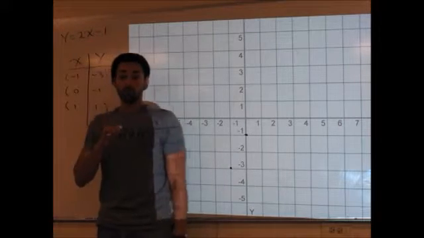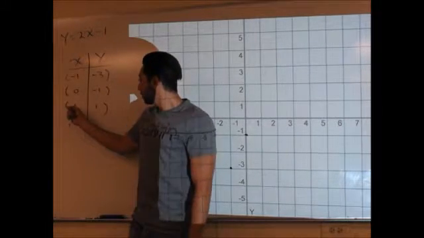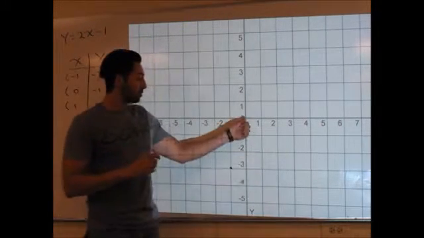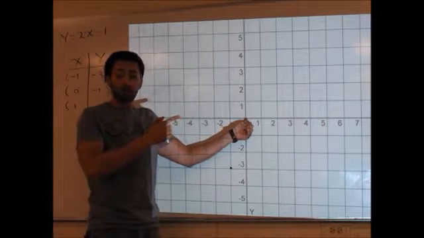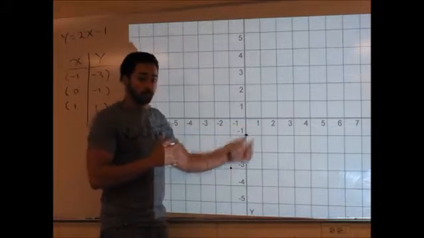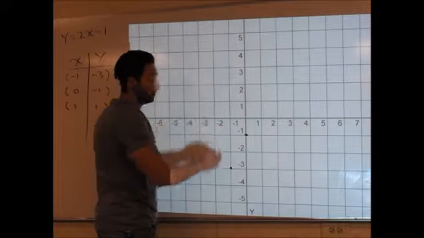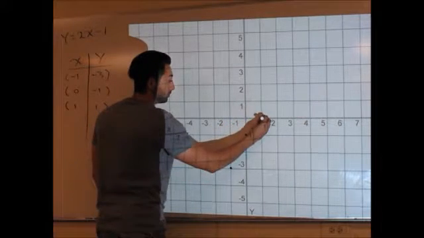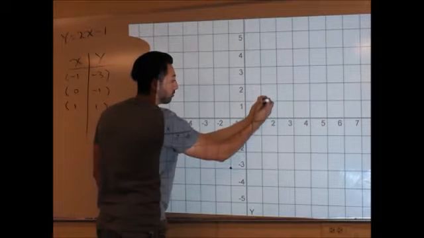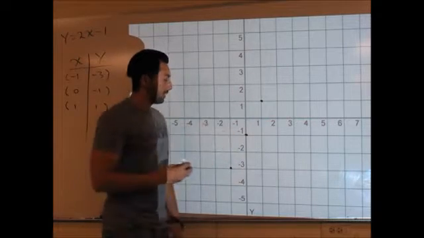And just one more, and then we'll be done. So 1, 1, start at the origin right here, +1, so I'm going to move to the right 1 unit, and from there I'm going to move up 1. So move over 1 to the right, move up 1, and that should do it.